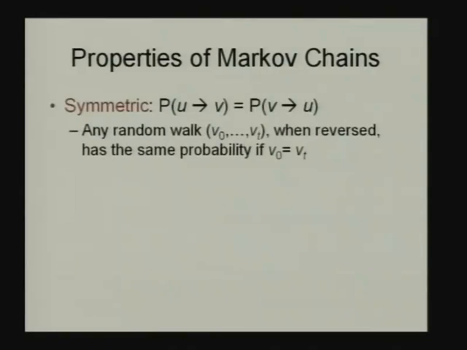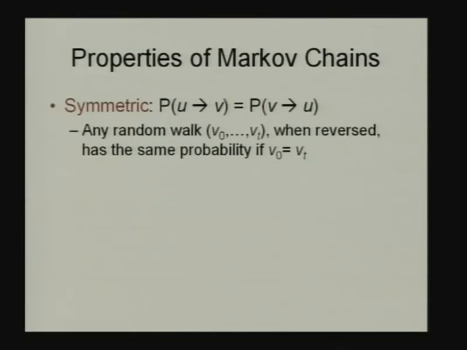Okay. So a few more properties of Markov chains. One is that Markov chains could be symmetric, not necessarily symmetric. What symmetry means is the probability of going from U to V should be the same as that of going from V to U for all node pairs U and V. And when does it hold? It holds for undirected regular graphs. So for undirected regular graphs it is symmetric.